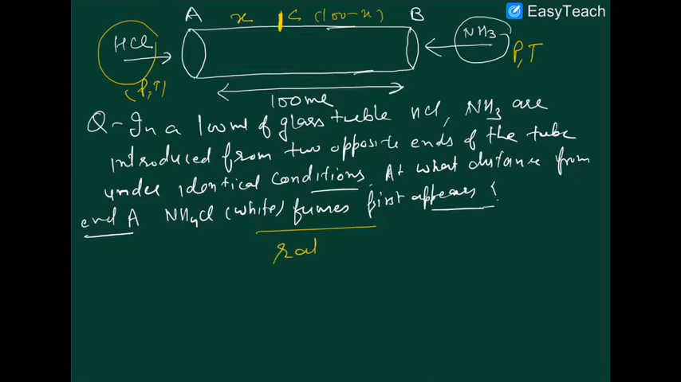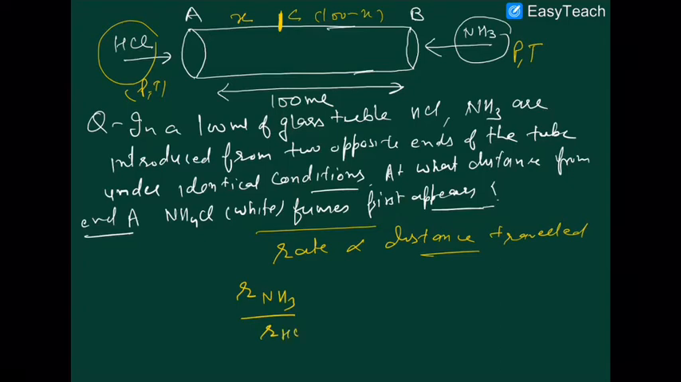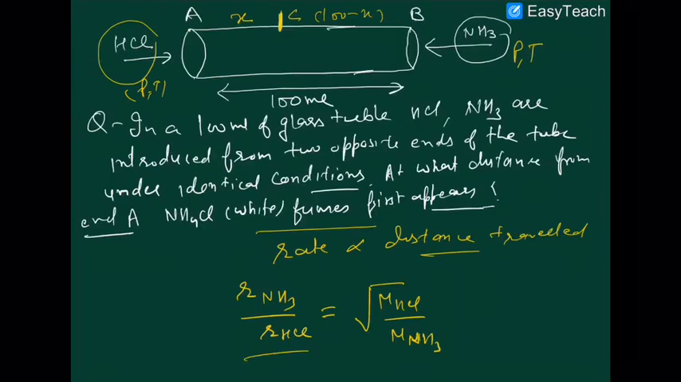So rate is proportional to the distance traveled. In the first case, rate of ammonia by rate of HCl is equal to the square root of molar mass of HCl by molar mass of ammonia. So what is rate? That is the distance traveled by ammonia. Distance traveled by ammonia is 100 minus X. Distance traveled by HCl is X.